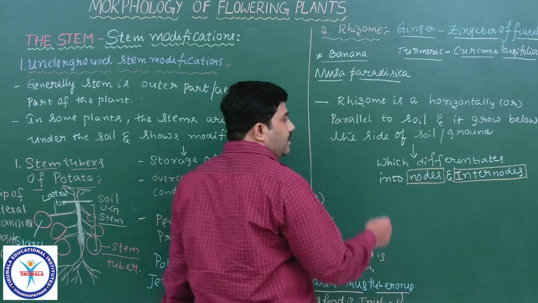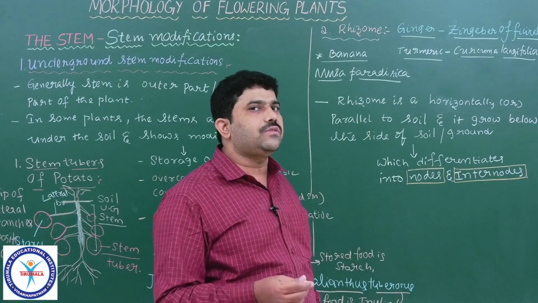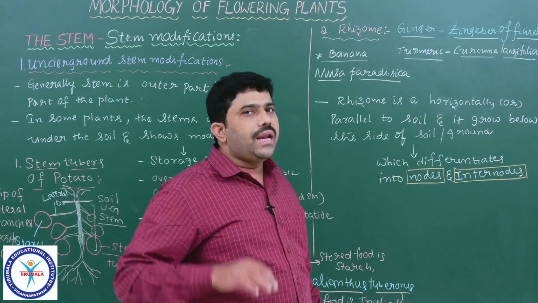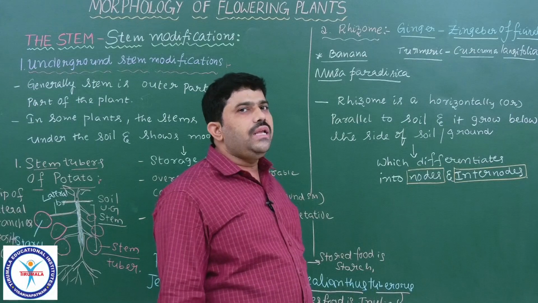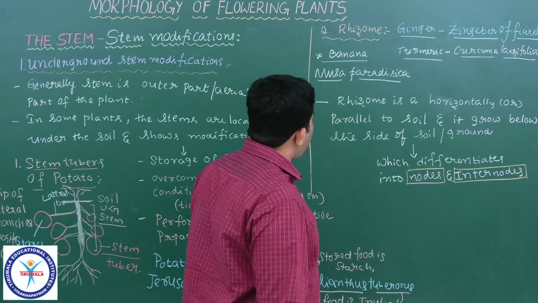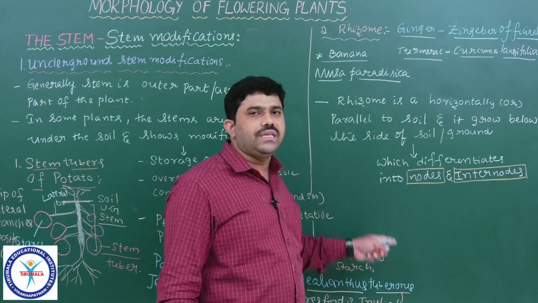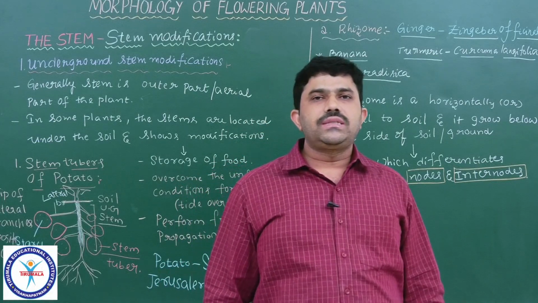And from all the nodes they are producing what? Buds, axillary buds and terminal buds, also we are observing at the tip of the rhizome, which grows horizontally beneath the soil. Now you got the point. And also the leaves which are present on the stem, and the stem modifications are turned into scaly leaves.